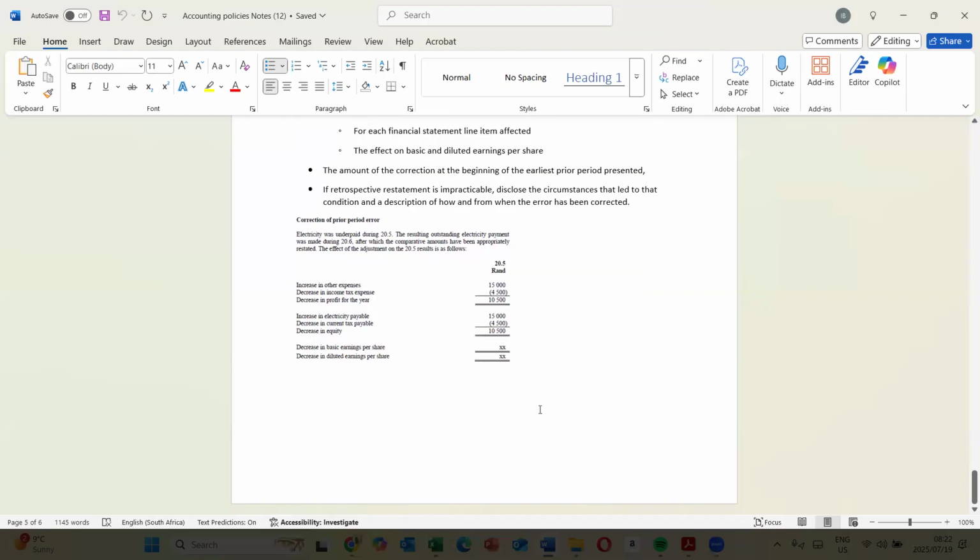Of course, you guys don't do earnings per share. You're not required to know much about earnings per share. No longer doing IAS 33. So you don't worry about the diluted earnings and the basic earnings per share. That's how we account for it.